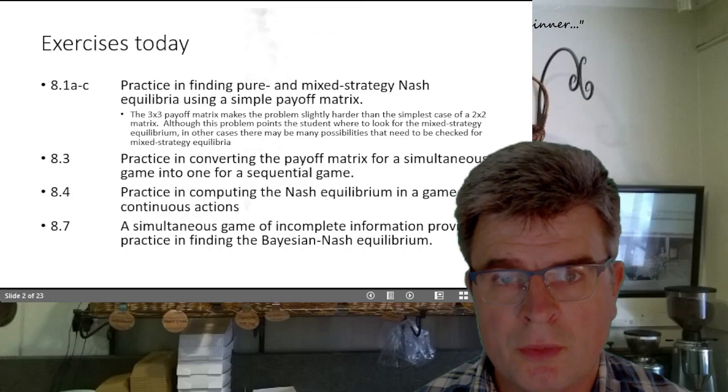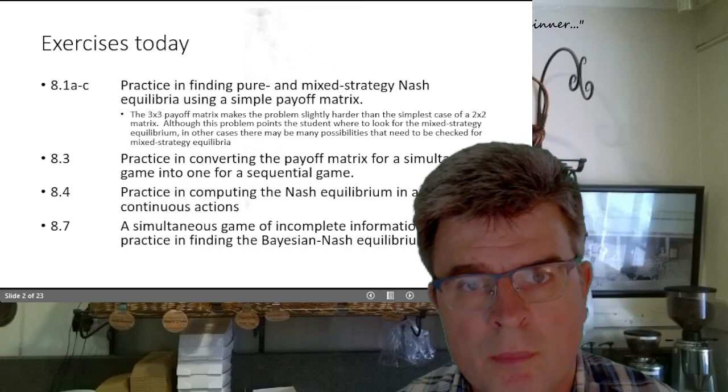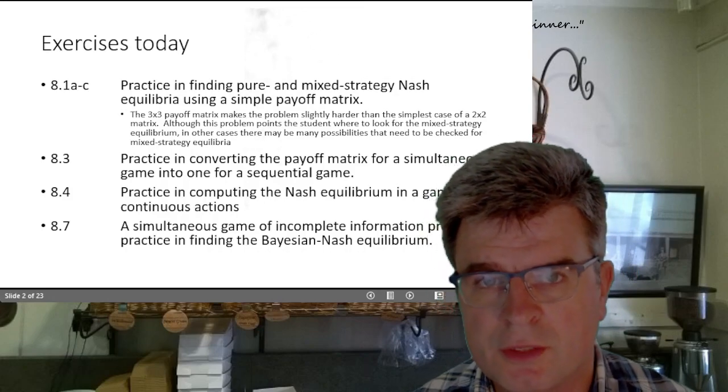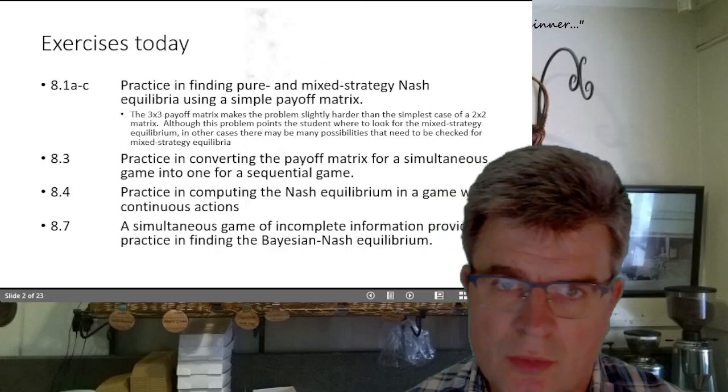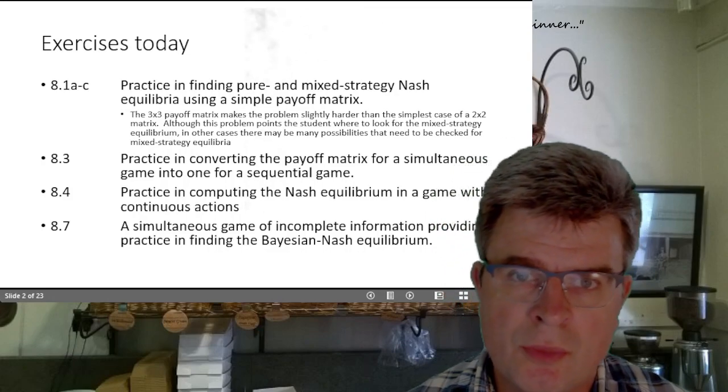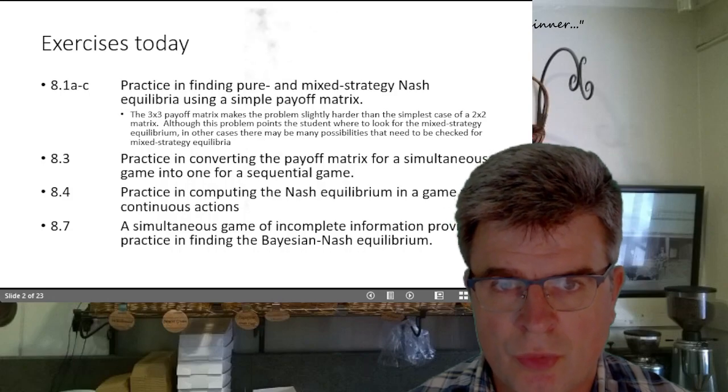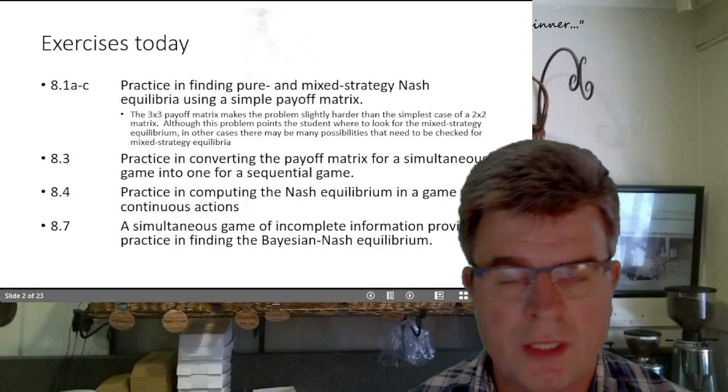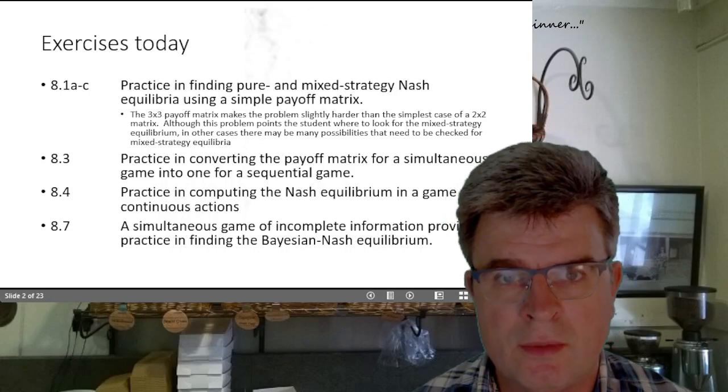Okay, welcome everyone to today's exercises, and today we're going to run through the exercises of chapter 8, or at least 4 of them. And chapter 8 is on game theory. So we have 4 exercises, 8.1, 8.3, 8.4 and 8.7.